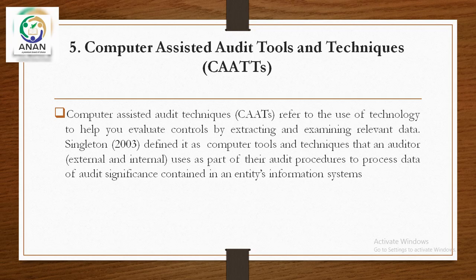Computer assisted audit tools and techniques, CATs. Computer assisted audit techniques refers to the use of technology to help you evaluate controls by extracting and examining relevant data. Singleton in 2003 defined it as computer tools and techniques that an auditor, external and internal, uses as part of their audit procedures to process data of audit significance contained in an entity's information system. So the use of CATs is more of a software used by auditors to carry out evaluation in an entity through extracting of relevant data. Of course, the computer is applied in the implementation of this system.